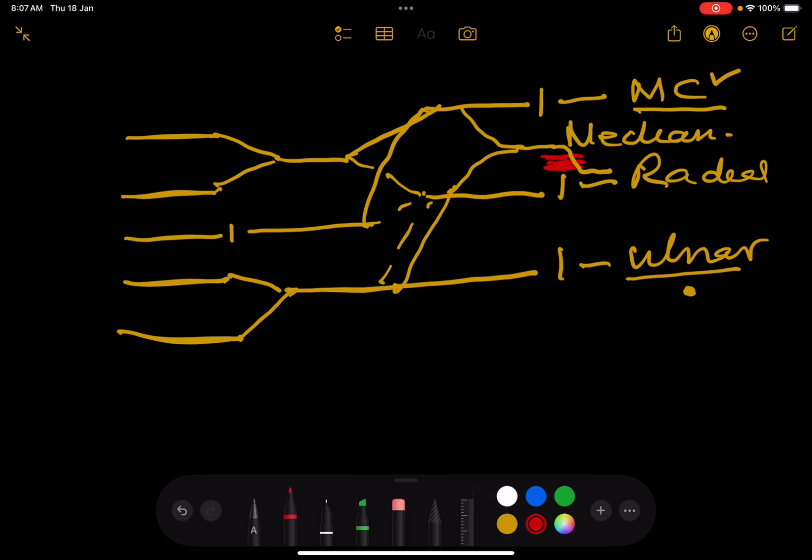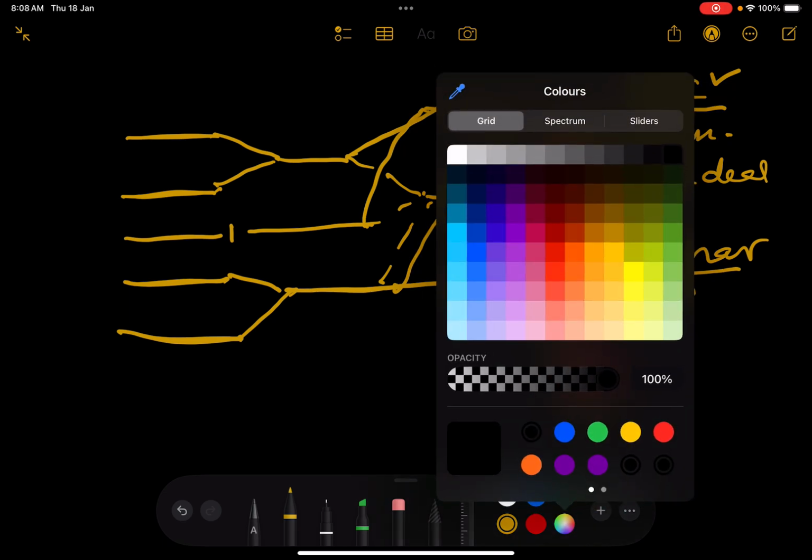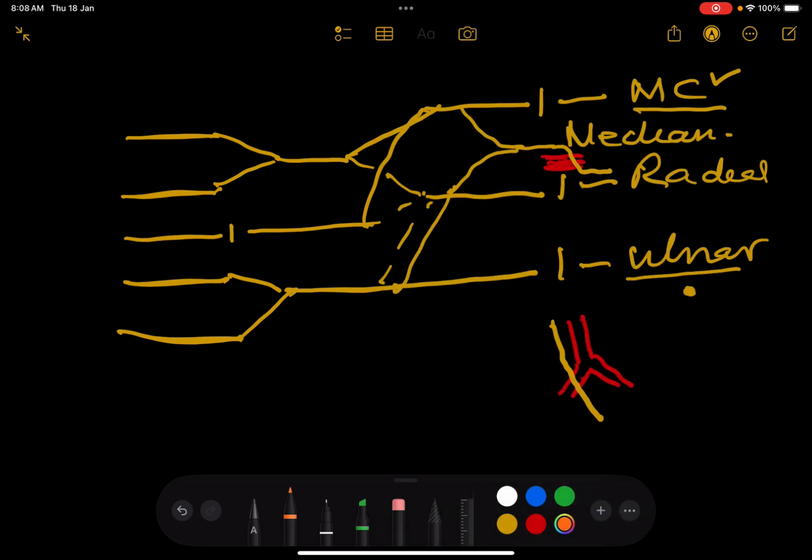Then this is the artery, divides into ulnar and radial. The nerve is on the medial side, it crosses like this and is separated from the nerve. The structure that separates the artery and the nerve is the ulnar head of pronator teres.